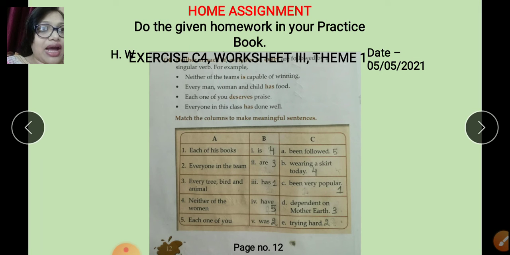This much is for your classwork, and children, for your home assignment, you have to practice this C4, worksheet 3 from theme 1. Alright, this is going to be your home assignment where you have to match the columns to make meaningful sentences. See, it is solved over here. Each of his books is being followed, so we need to match it. So each of his books has been very popular. So complete this given exercise as your homework.